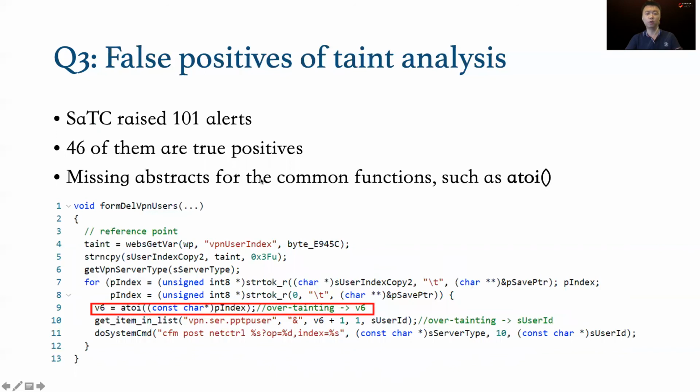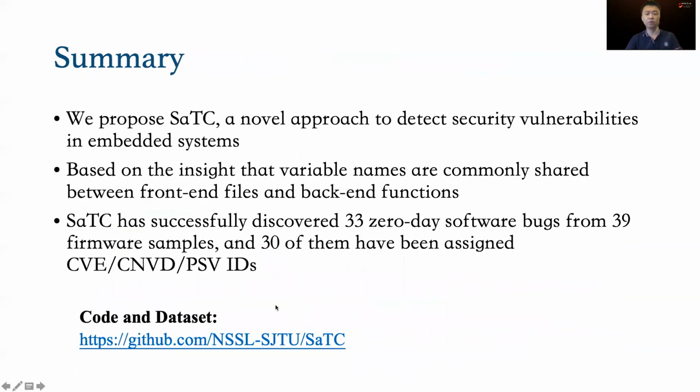Additionally, for all samples of this data set, CLC raised 101 alerts, and 46 of them are true positives. We analyzed those false positives, like this overtaint problem, which occurred because of missing models for some common functions, such as the atoi function. To summarize, we proposed a new approach to detect security vulnerabilities in embedded systems.